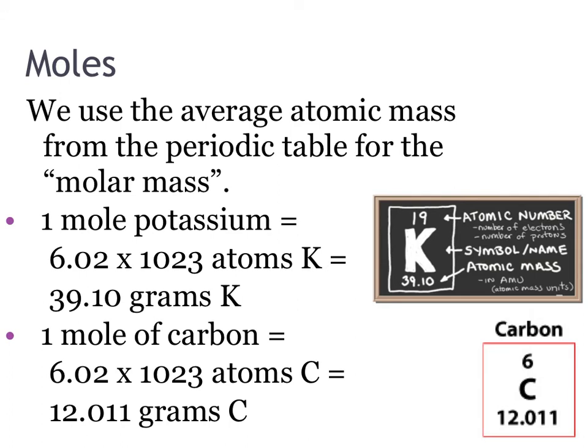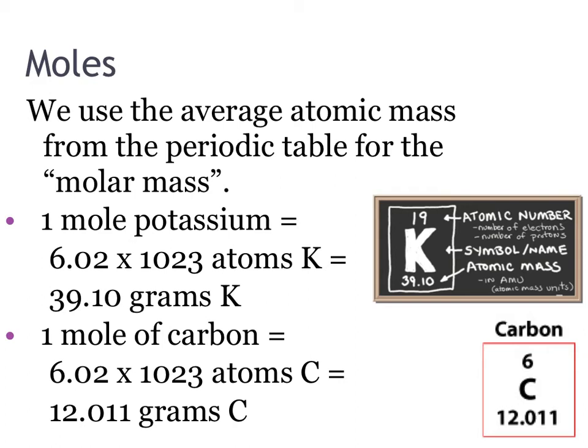So going off the last slide, looking at the periodic table, if this is our element symbol for potassium, if I have 1 mole of potassium, I also know I have 6.02 times 10 to the 23rd atoms of potassium, which is the same thing as saying I have 39.10 grams of potassium. So you just have to look on the periodic table and find that, use that average atomic mass, and that will stand for the molar mass.